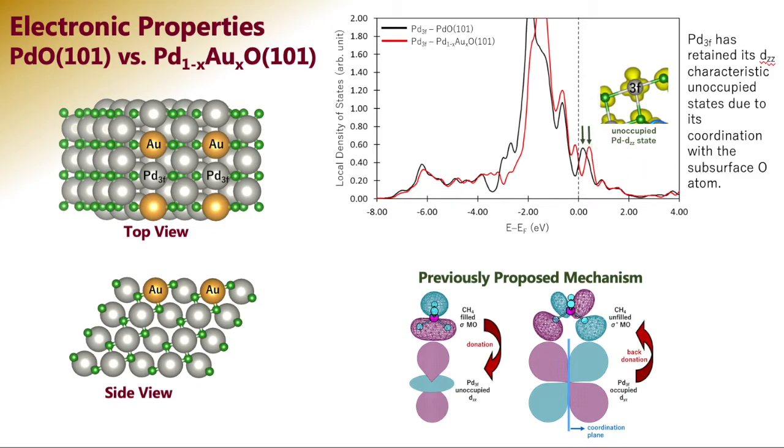This shows that the unoccupied state of the palladium 3F atom on palladium oxide has retained its dz2 characteristic on the palladium gold oxide alloy. As mentioned earlier, such an unoccupied dz2 orbital plays a major role in the adsorption of methane. Moreover, it can be noted from this figure that the dz2 peak of the palladium gold oxide alloy is upshifted and more unoccupied with respect to pure palladium oxide, indicating a greater tendency for charge donation from the filled CH4 sigma orbital. This explains the calculated stronger adsorption of CH4 on the palladium gold oxide alloy than on pure palladium oxide.